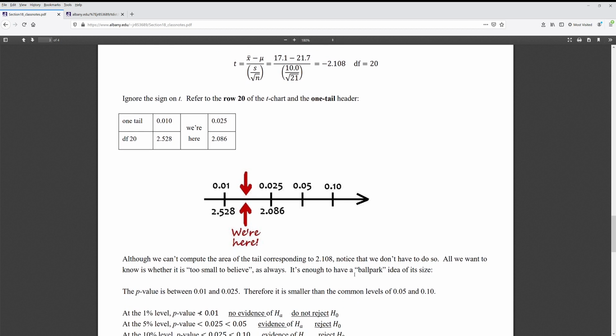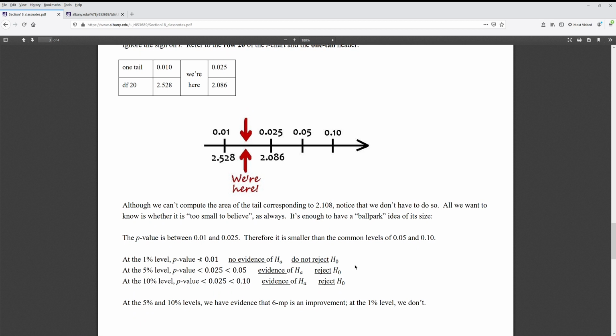So here we are, and here we have it summarized. Although we can't compute the area of the tail corresponding to 2.108, notice we don't have to do so. All we have to know is whether it's too small to believe. It's enough to ballpark it, and we have ballparked it. The p-value is between 0.01 and 0.025. It would occur between 1 and 2.5% of the time through random chance. That's enough to answer any of the questions you'll be asked.